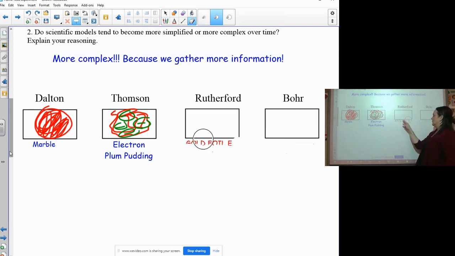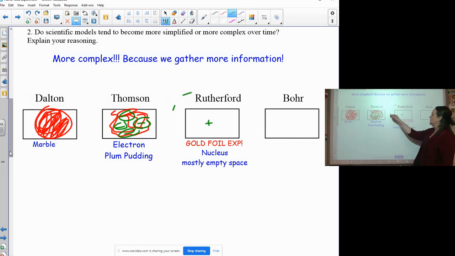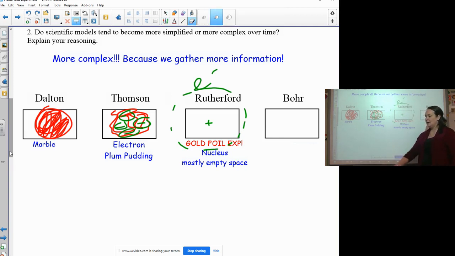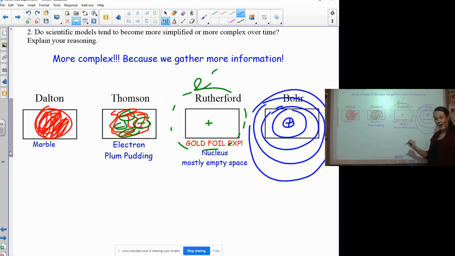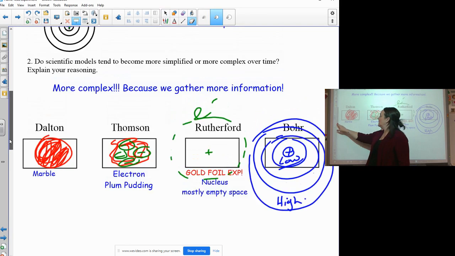Then Rutherford did the gold foil experiment. And he found the nucleus, and he said that most of the atom is empty space, tiny little nucleus. Electrons must be somewhere out there. And then yesterday we talked about Bohr, who said that nucleus is there, but all of these electrons orbit in predictable paths around the nucleus. And then there's high energy outside and low energy closest to the nucleus. So, kind of just rushing through that here.